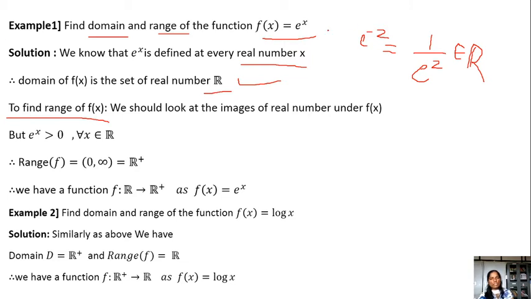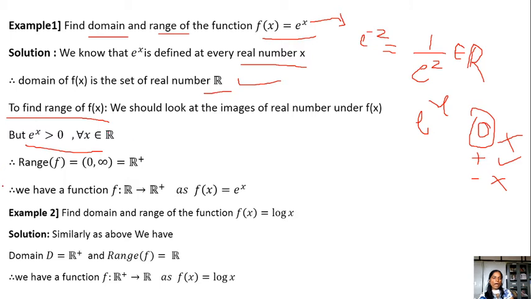So the range of the given function means we have to see where this e raised to x goes, means whether e raised to x is 0, positive, or negative. So e raised to x is never 0, so this is not allowed. e raised to x is always positive, so e raised to x is never negative. So e raised to x is strictly greater than 0 for every x belonging to R, and therefore the range of the function is the set of positive real numbers, R plus.